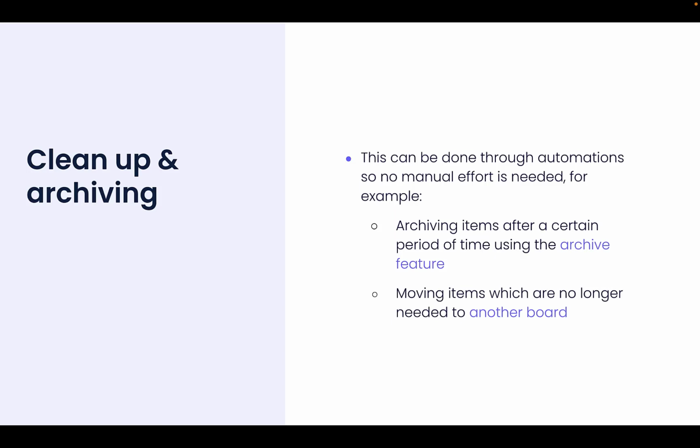The main reason why we would choose to move items to another board rather than archive is if we still want to use these items in our reporting, as we can't report on archived items. Whether you decide to remove your inactive items through archiving or moving to another board, both can be automated. Let's take a look at how we can do this in monday.com.